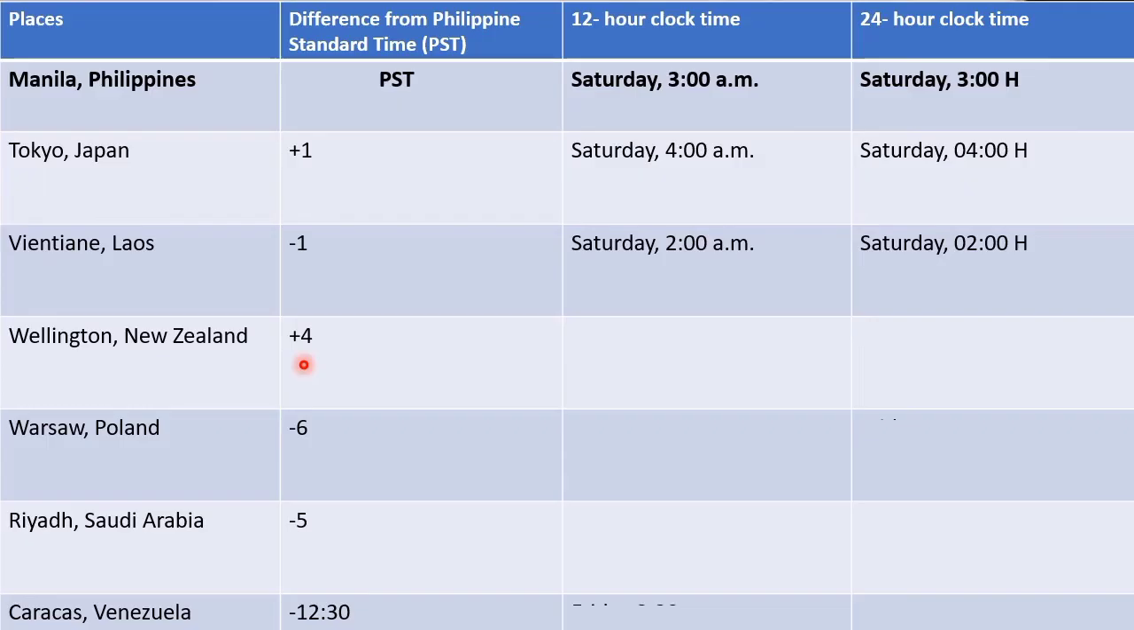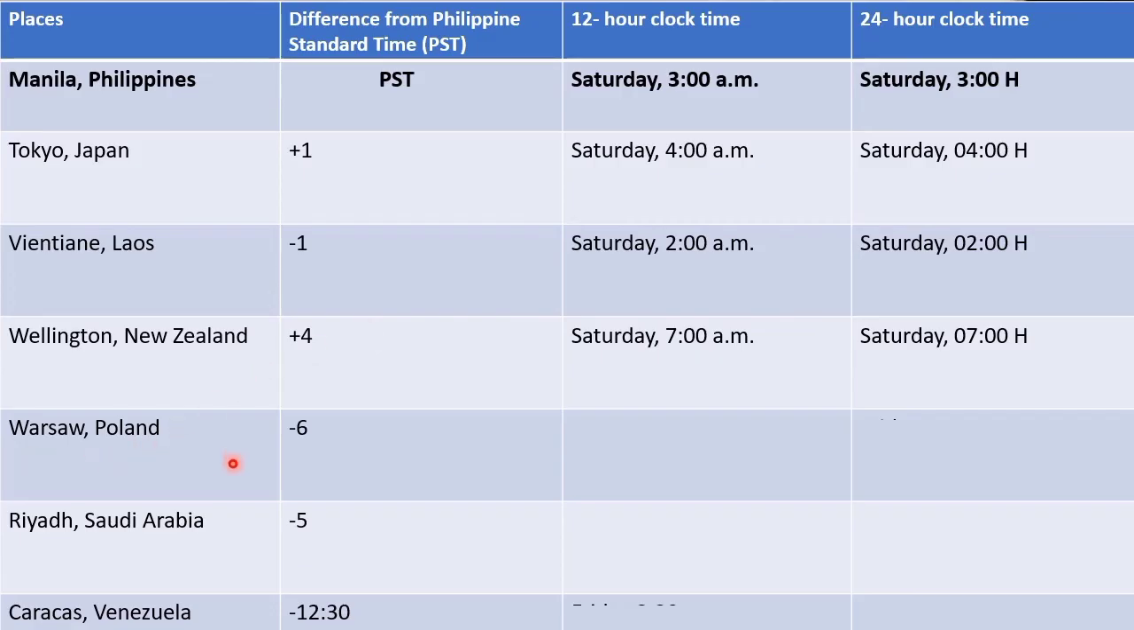Next is Wellington, New Zealand. So, +4. Ahead ng 4 hours compare sa Manila, Philippines, si Wellington, New Zealand. So, we will just add 4 for 4 hours dito sa Saturday, 3 a.m. So, ang time in 12-hour clock time sa Wellington, New Zealand ay Saturday, 7 a.m. And the equivalent of Saturday 7 a.m. in 24-hour clock time is ikakopy lang natin. So, meron tayong Saturday 0700 hours.